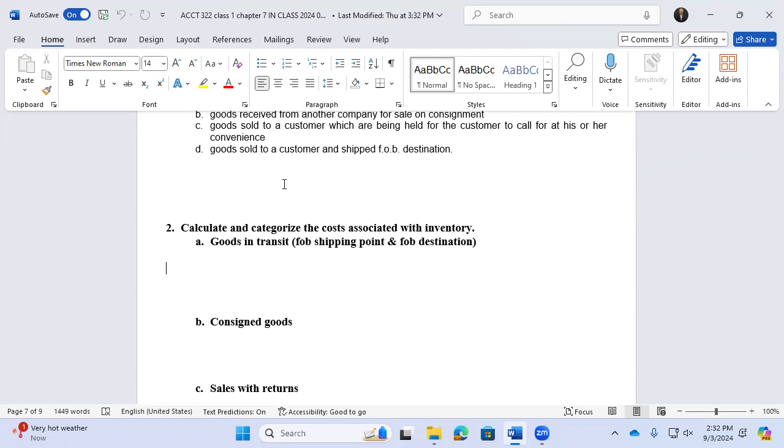So we have a few of these cases associated with inventory, and we're going to talk about goods in transit. And so you'll have a couple expressions, and I know we talked about it briefly, but as much as I can remind you, I'm going to. FOB shipping means the goods.